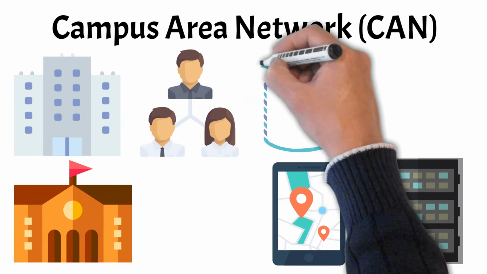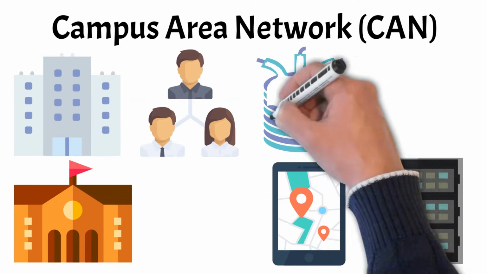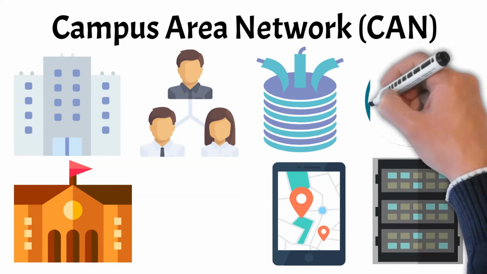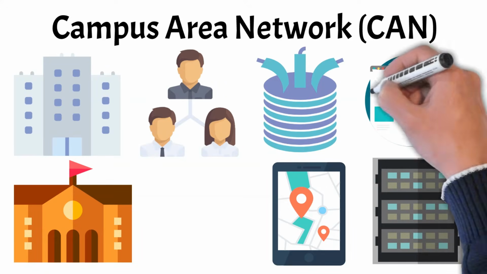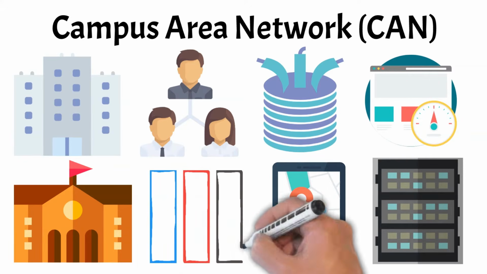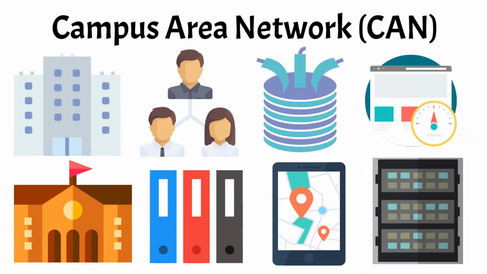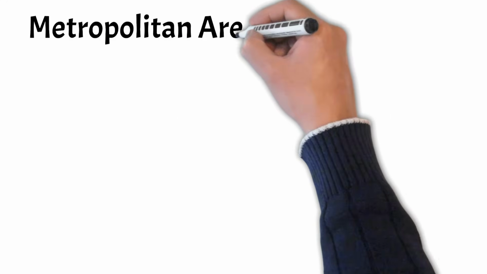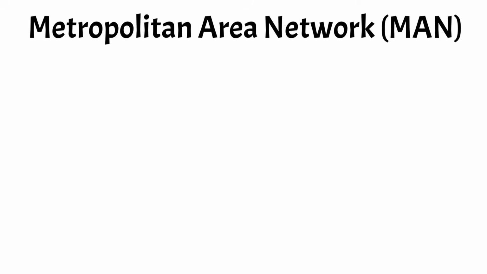While CANs can be wired or wireless, they are usually set up to ensure fast, reliable connections within the defined area. For example, a university might use a CAN to link academic buildings, dormitories, and libraries to share data and resources across the campus. Moving on to a larger scale, let's explore the Metropolitan Area Network, or MAN.